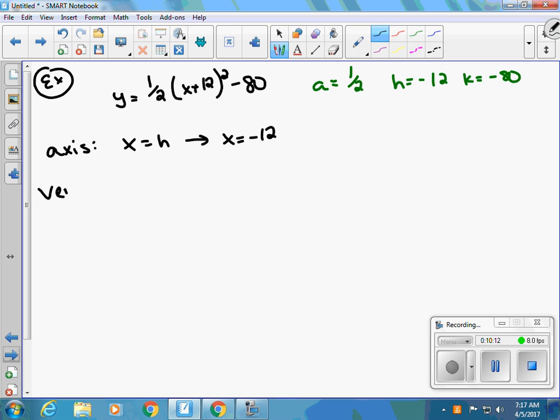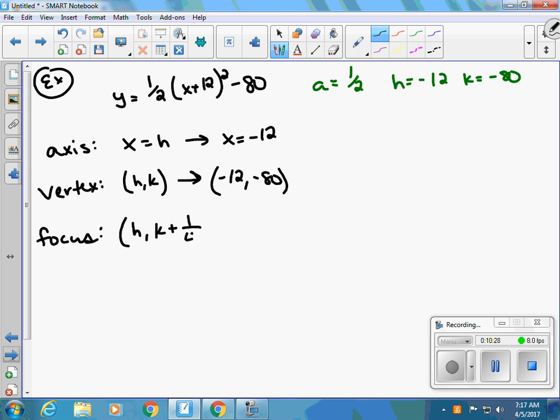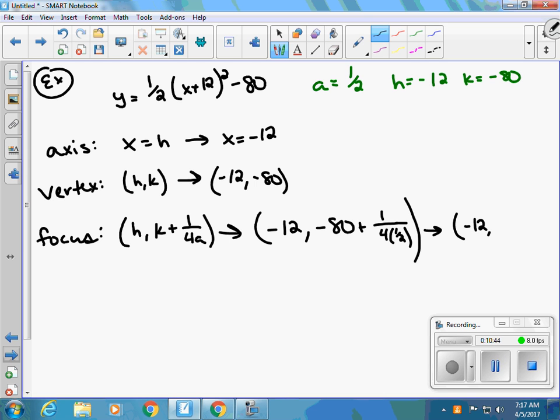The vertex is at h comma k, which would give us negative 12, negative 80. The focus is in the form of h comma k plus 1 over 4a. So we'd have negative 12 comma negative 80 plus 1 over 4 times a half. I really want you to actually simplify that. So it's negative 12, and then negative 80 plus a half, so that'd be negative 79.5.